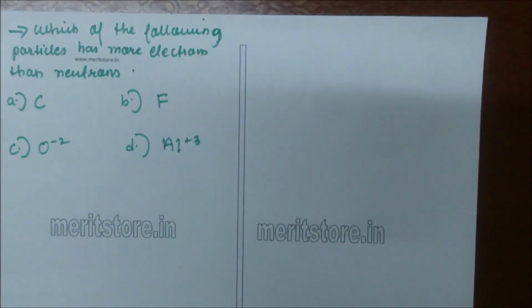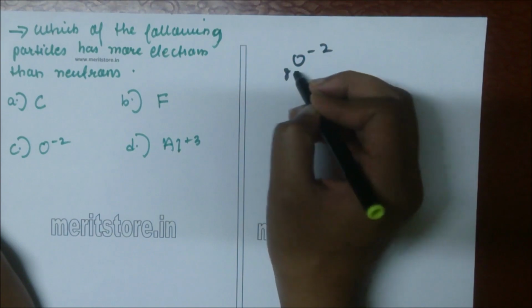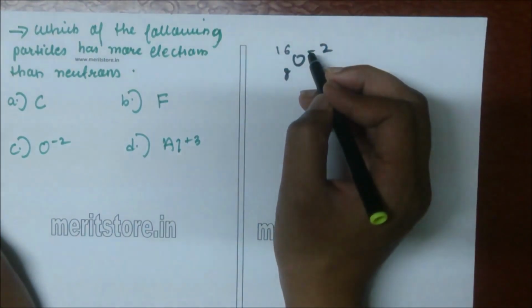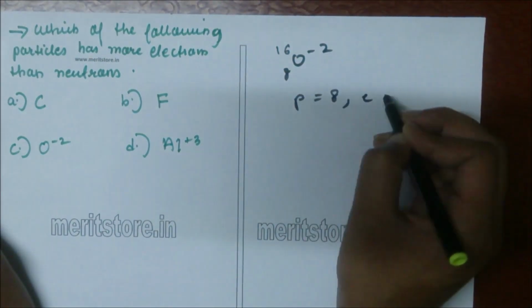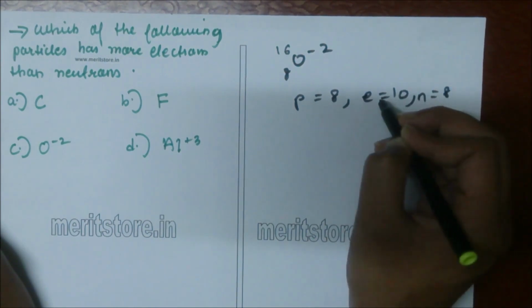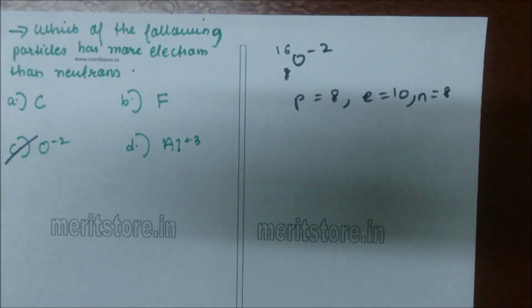Which of the following particles has more electrons than neutrons? A is carbon, B fluorine, C O-2, D Al3+. Oxygen -2 having atomic number 8 and mass as 16 has more electrons than neutrons. So protons are 8, electrons are 10 and neutrons are equal to 8. So option C is the correct answer.